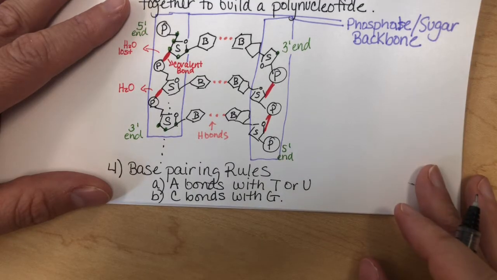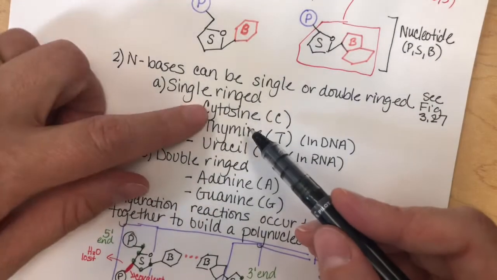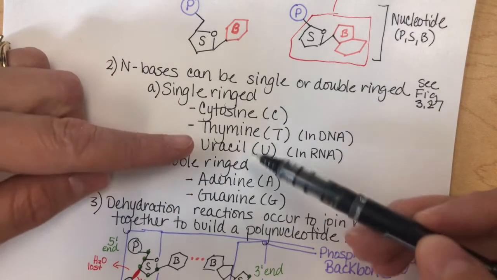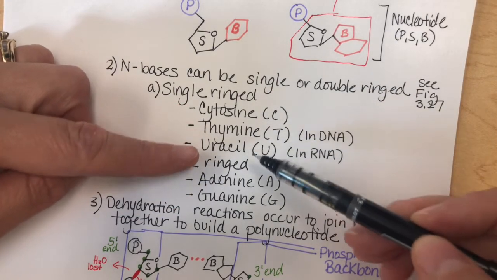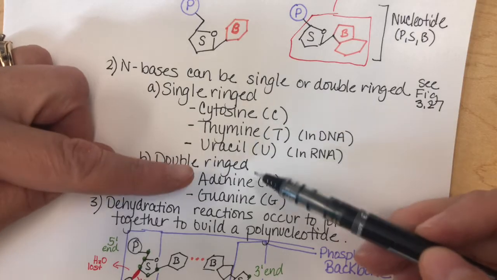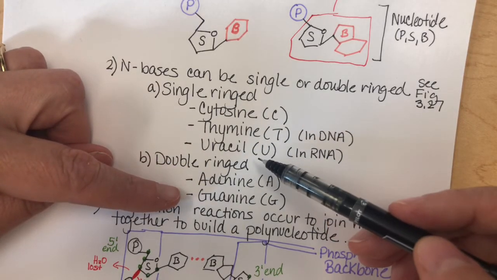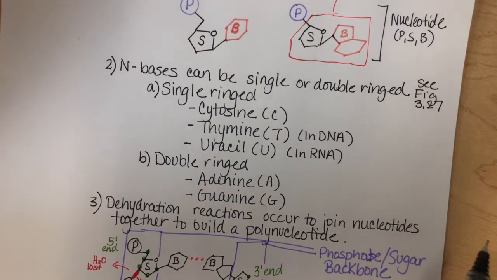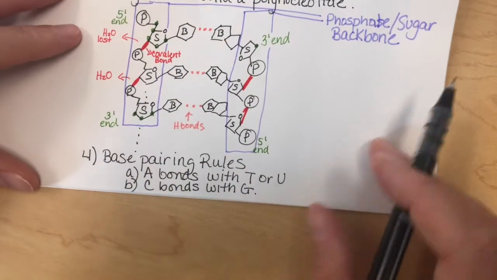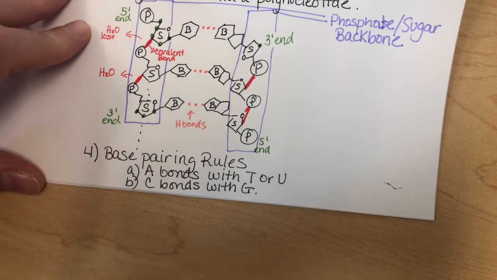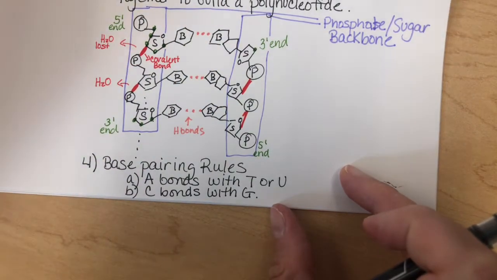And if you notice here, if we go back up here, C bonds with G, single ring with double ring, and A and T, single ring thymine with double ring. And if it's RNA, it has U's instead of T's. So that's why there are particular rules, all right? So is the size. And let's just write one other thing.